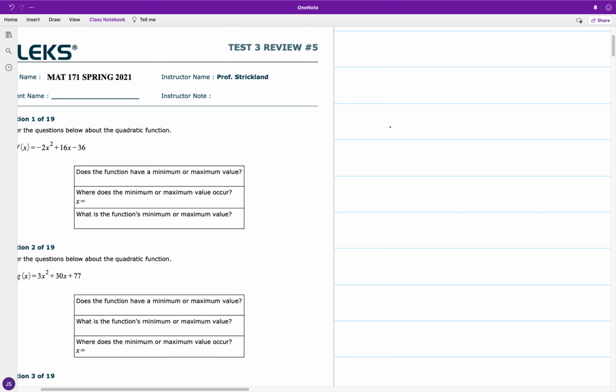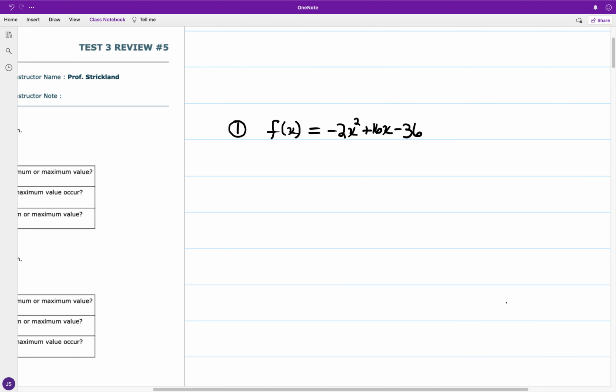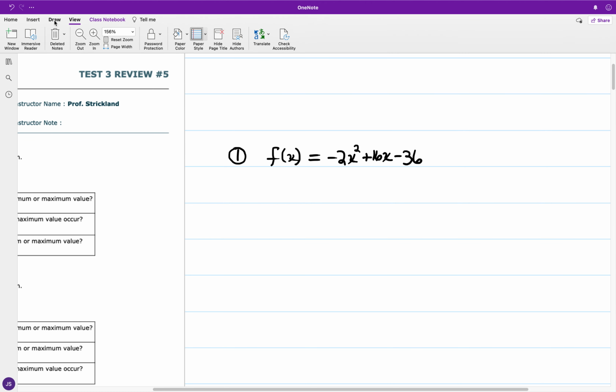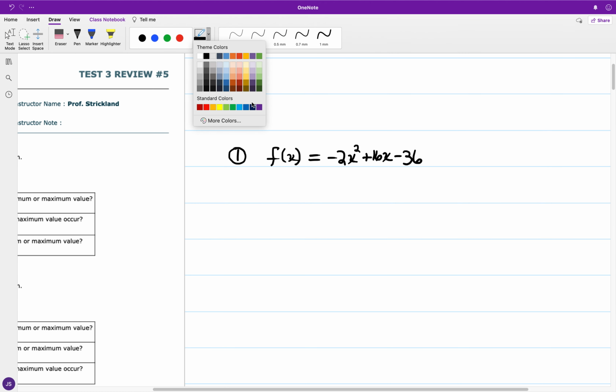So for this first item, we have f of x equal to negative 2x squared plus 16x minus 36. This is the standard form of a quadratic function, and I want to convert what I have here in terms of the vertex form.